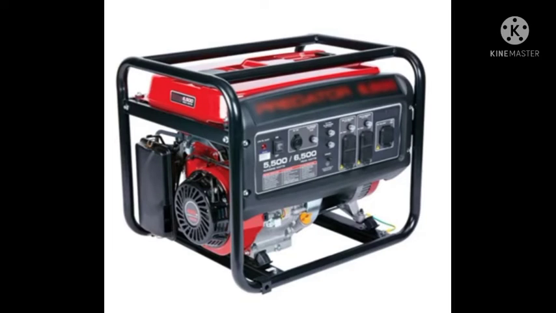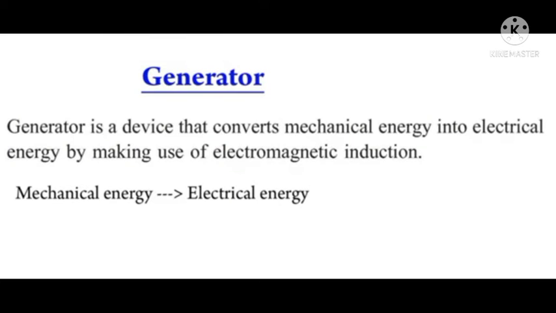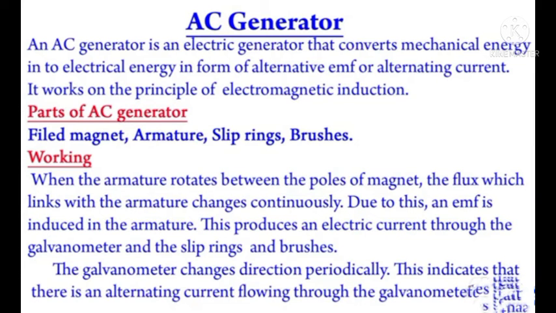We know it is a generator. What is a generator? A generator is a device that converts mechanical energy into electrical energy by making use of electromagnetic induction. What is the energy change in a generator? Mechanical energy is converted into electrical energy.